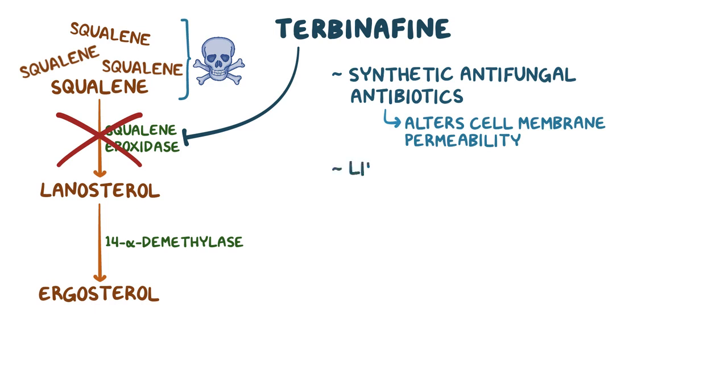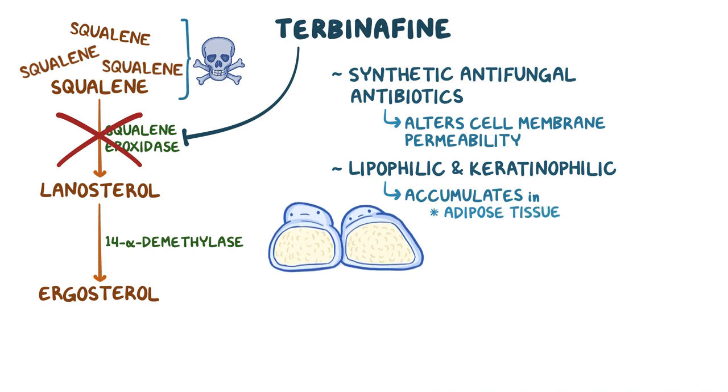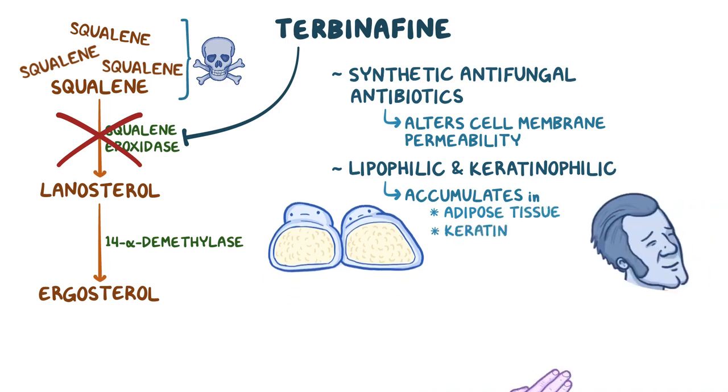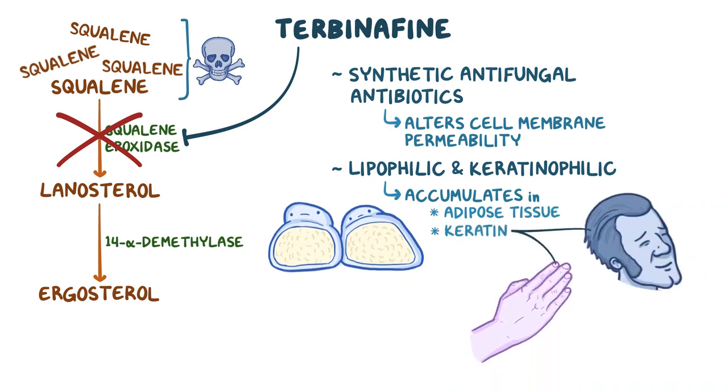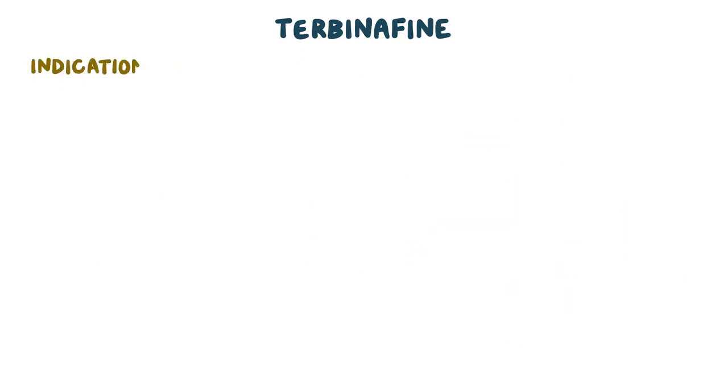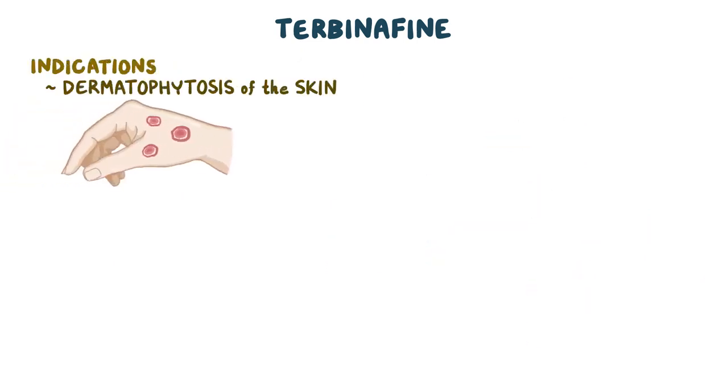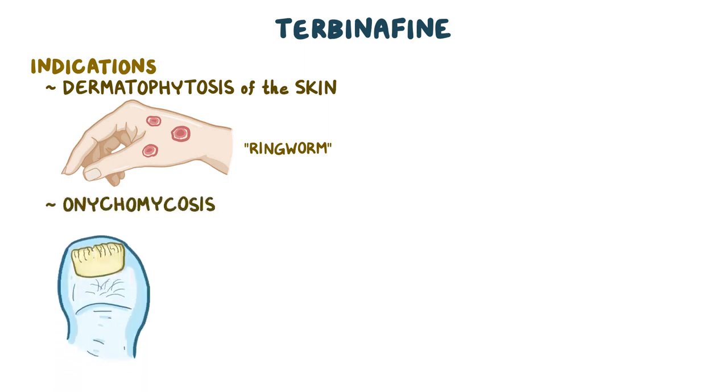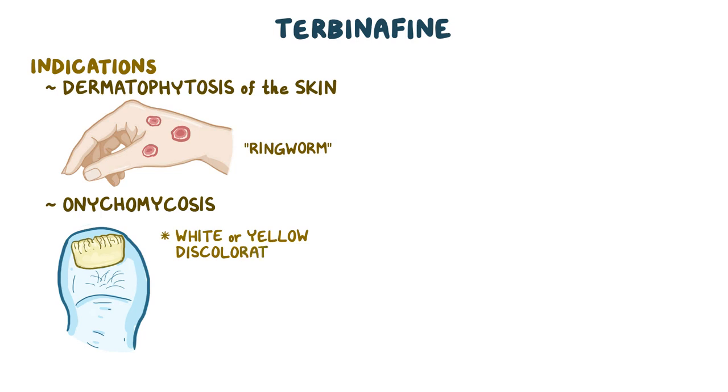Now, terbinafine is both lipophilic and keratinophilic, meaning it accumulates in adipose tissue and in keratin, the key structural material of hair and nails. It's used to treat dermatophytosis of the skin, also known as ringworm, which is a fungal infection of the skin that results in red, itchy, circular rash, and is very effective against onychomycosis, a fungal infection of the nail that causes white or yellow nail discoloration, thickening of the nail, and separation of the nail from the nail bed.